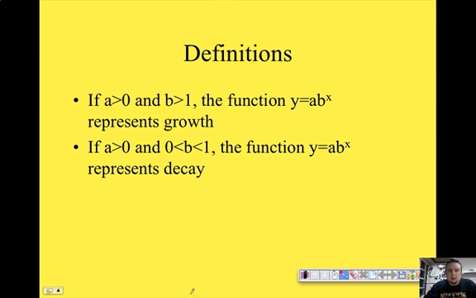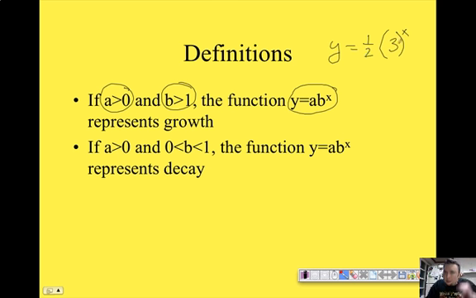Alright, so definitions. Write this down: y equals ab to the x power, if a is greater than 0 and b is greater than 1. Let's give an example right off to the side, like y equals 1/2 times b. Let's give a base here of 3 to the x power. Everybody understand? Here's my a, here's my b to the x power. If you see this, this represents an exponential growth.